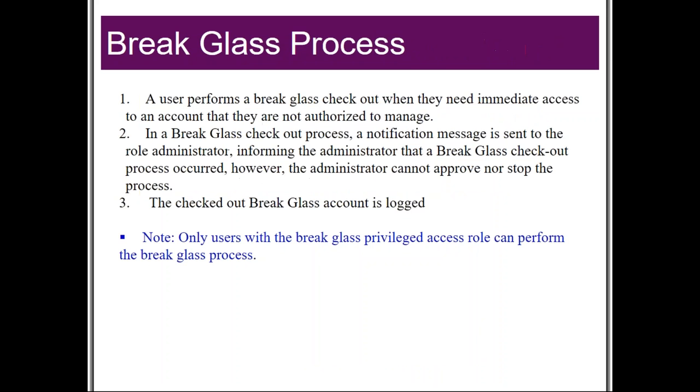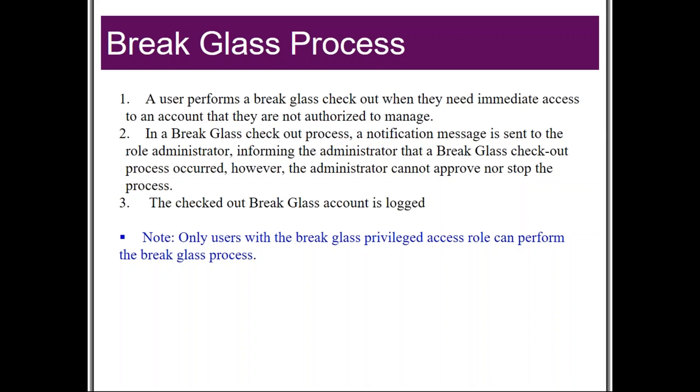This is what the process might look like. So I, as a user, perform a break glass checkout. First of all, let me take a step back. I have an emergency. I have to get to this password, or the system, and I have to get to it quickly. So I'm going to perform a break glass checkout when I need immediate access to that account, even though I'm not authorized to manage it. Now, in that break glass checkout process, I'm going to make a notification message, or I shouldn't say I'm going to do it. I want it to happen automatically through a PAM or something like that. I'll talk about PAMs in just a little while. Privileged account management, I'll talk about that.